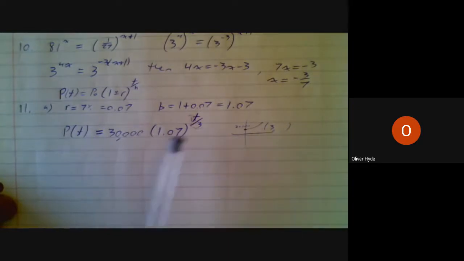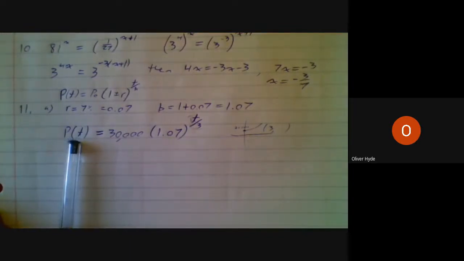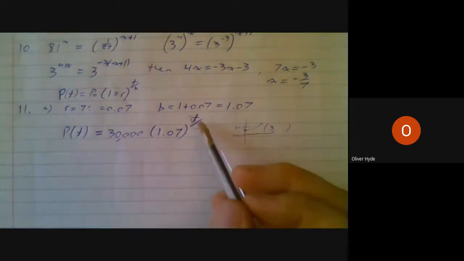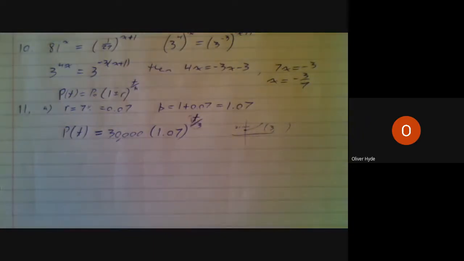The other thing you can do, and this worked really well with our multiple choice quizzes, is just try a number out. P of, I don't know, 12. P of 12, you should have grown 4 times because there's 4 groups of 3 years in 12 years. If I substitute in 12 and I divide by 3, I get an exponent of 4.